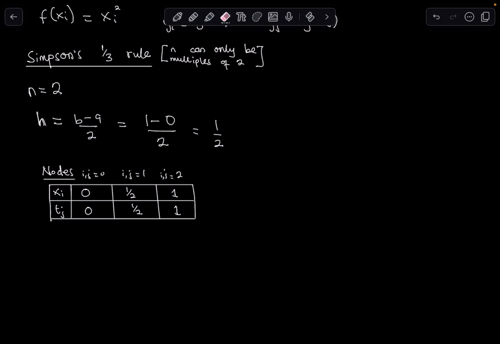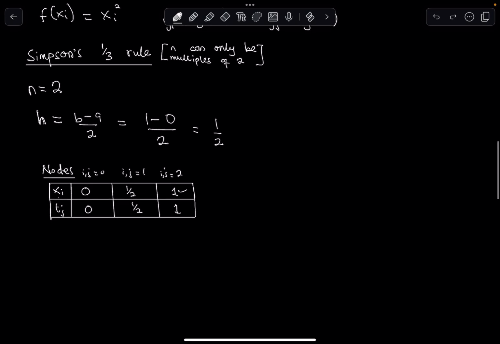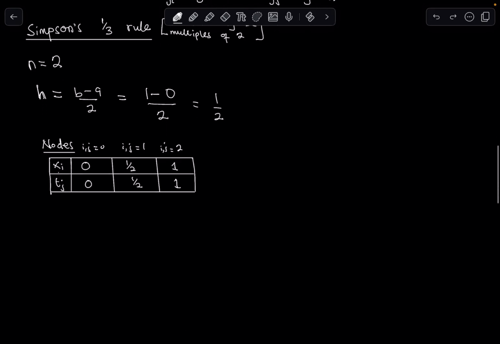And then the same thing happens for t. So for the xi's, we're going to have 0 first, and then 0 plus 1/2, that's going to be 1/2. 1/2 plus 1/2, that's going to be 1. You're going to do the same thing for tj's. They are always equal, okay? So your nodes are always going to be like that.